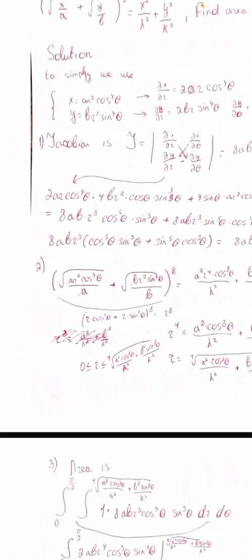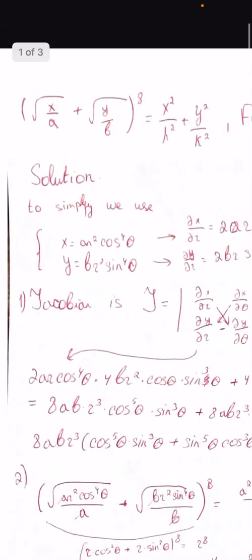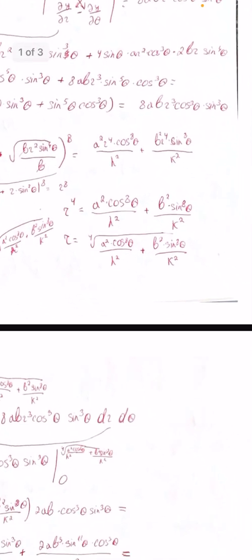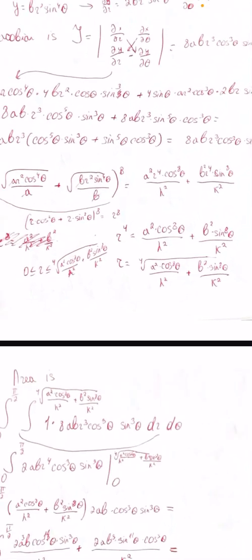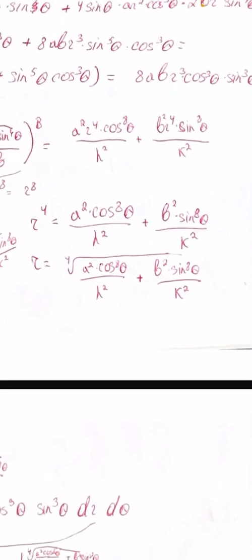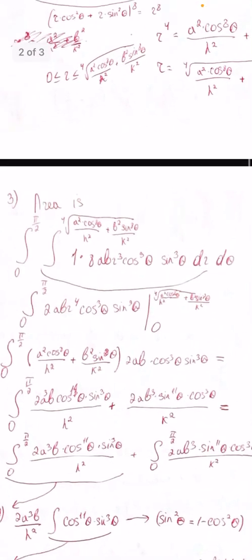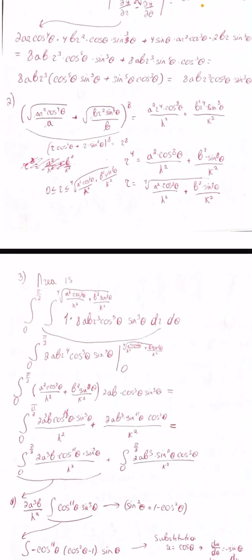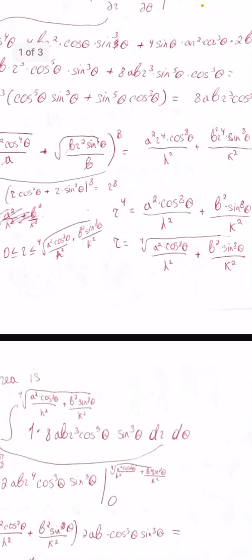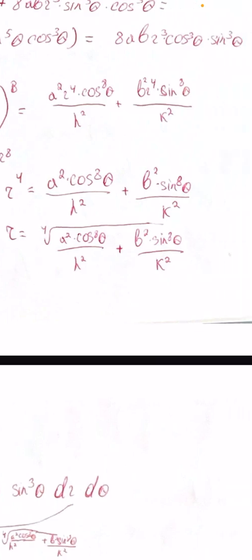So we understood this part. Our second part is that we just need to put x and y into the main function in order to find our r. As you can see, I already put it here, so I don't want to repeat it. After that we will find r is equal to this function, and we don't forget that our r is going to be between 0 and this function.